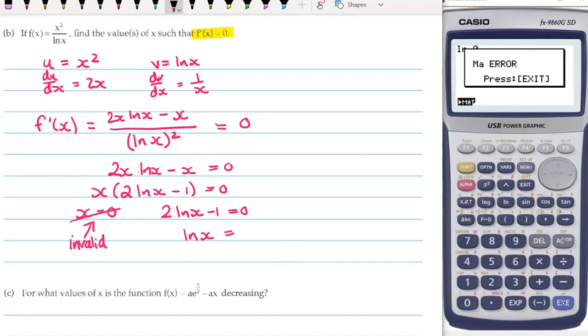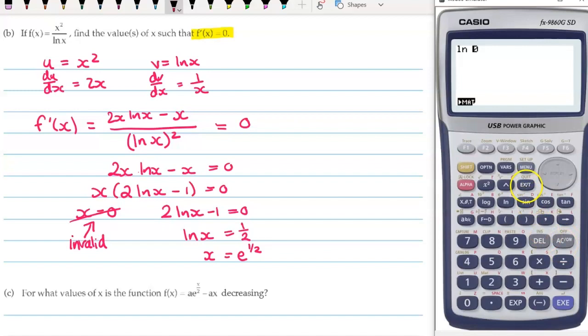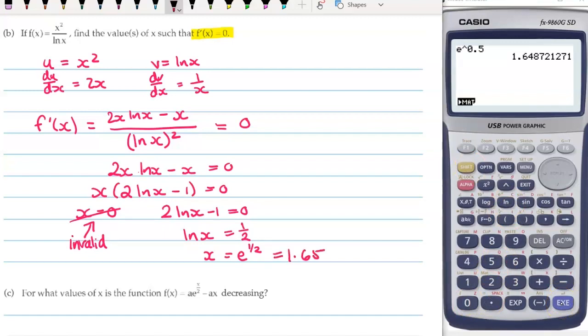So log of x will be equal to 1/2. So x is equal to e to the power of 1/2. Now, if you need that in its decimalized form, we can pop that in. That would be 1.65.